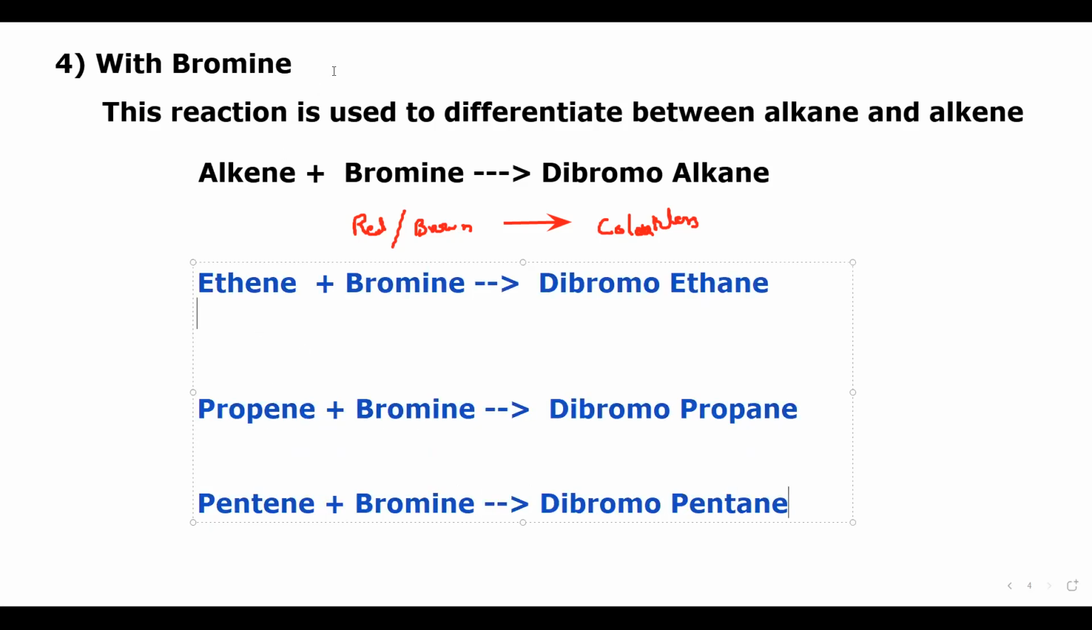So example, ethene, eth means 2 carbons, so C2H4 plus bromine. Bromine is a non-metal, its symbol is Br, but because it's a non-metal, it exists as a molecule, Br2. But in an addition reaction, remember addition reaction is very easy to complete a product, we just have to add all of them.